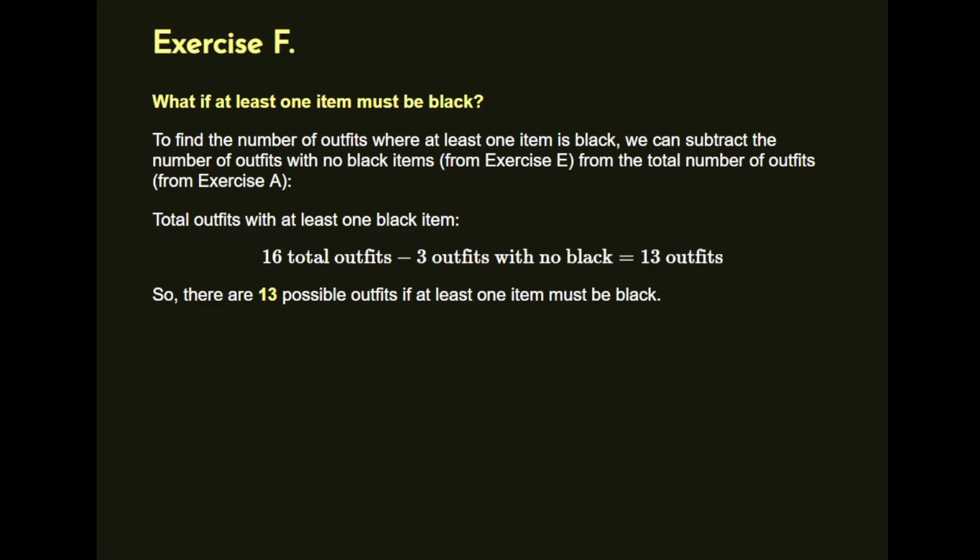We have 16 options altogether, 16 total outfits. That means that of the 16 total possible options that we have for outfits, 3 of them have no black at all. So that means the remaining 13 must have some black clothes in there somewhere. Black trousers, black shirt, black jacket. There must be some blackwear there somewhere. So that's the idea of bringing in this idea of a complement. So there's 13 possible outfits there, where at least one item of clothing must be black.